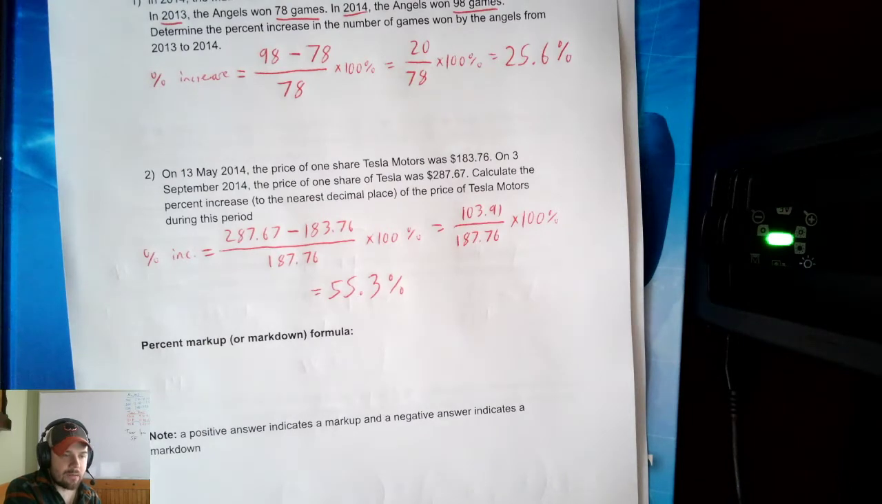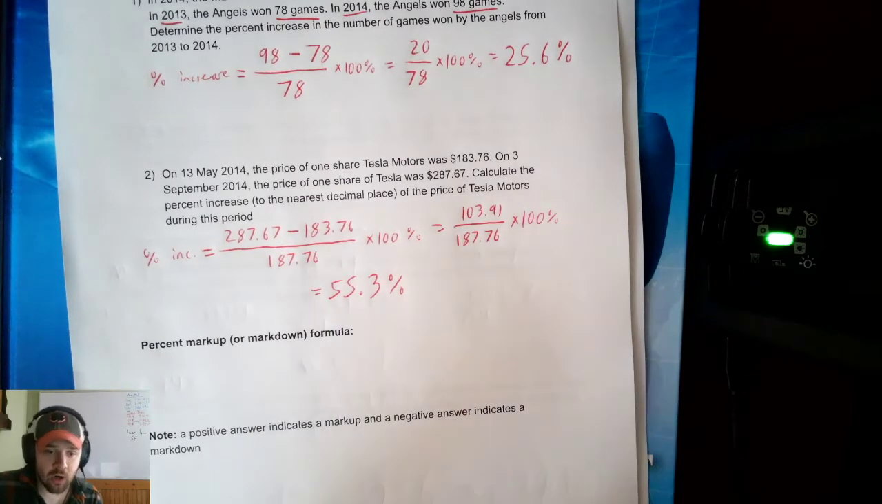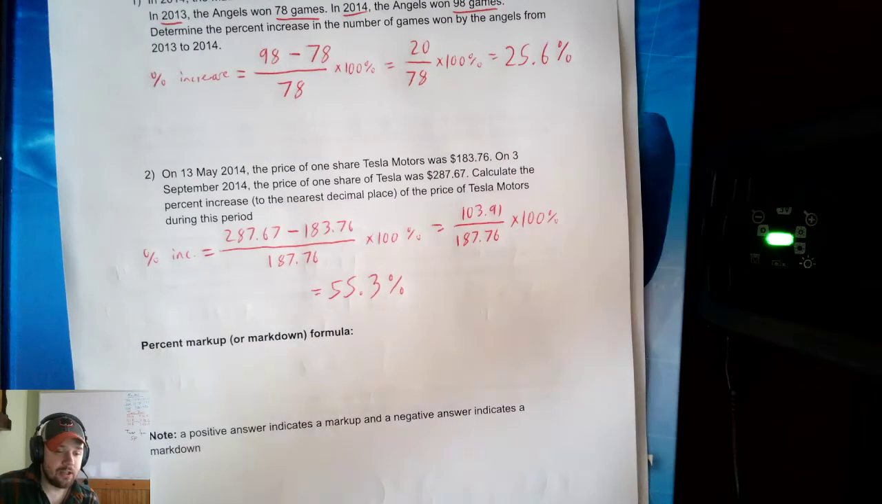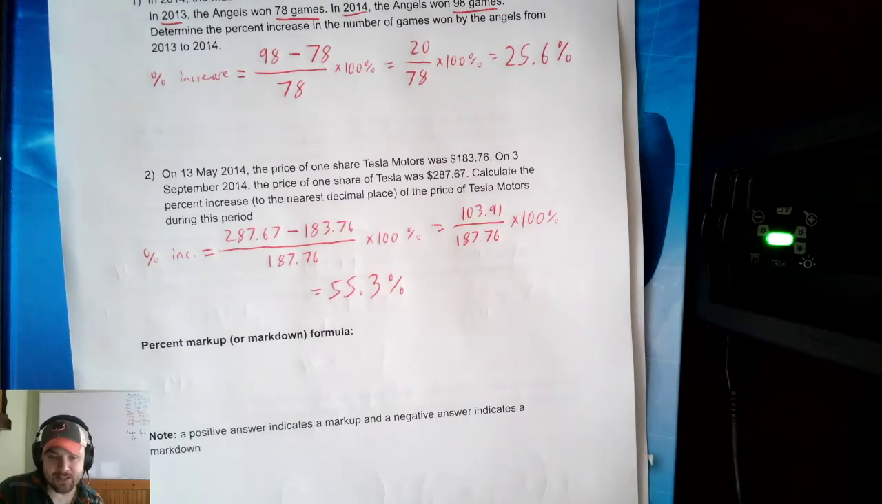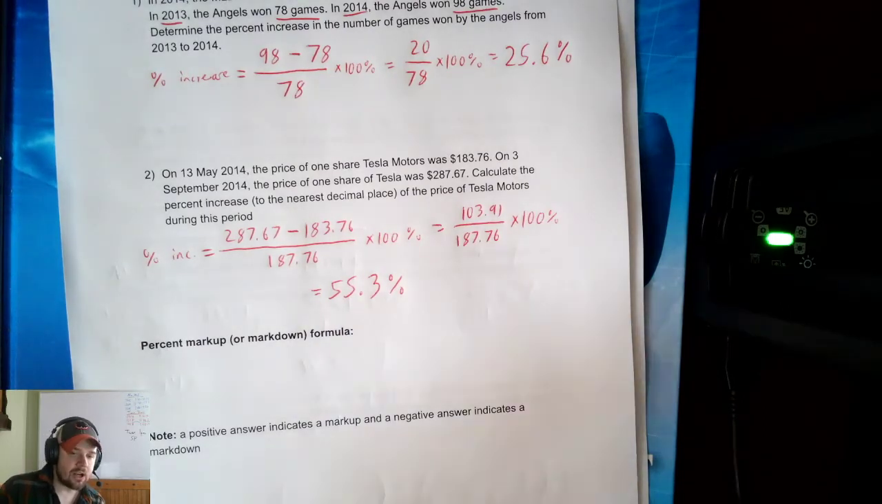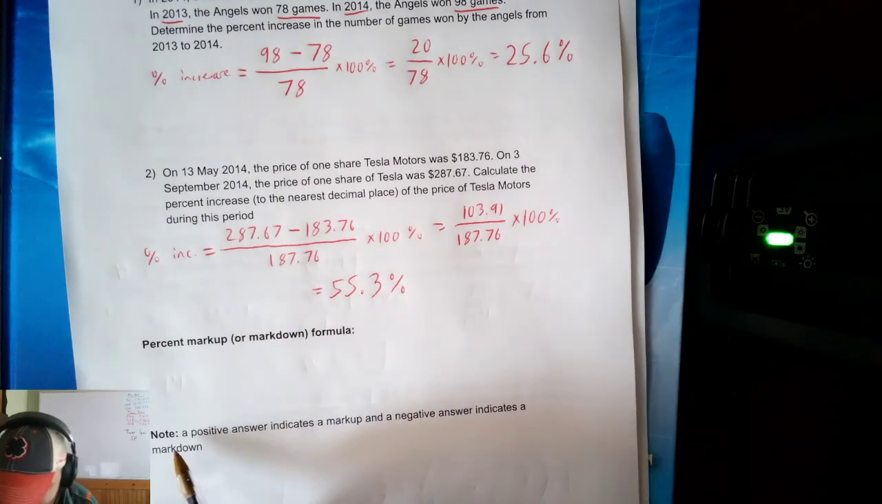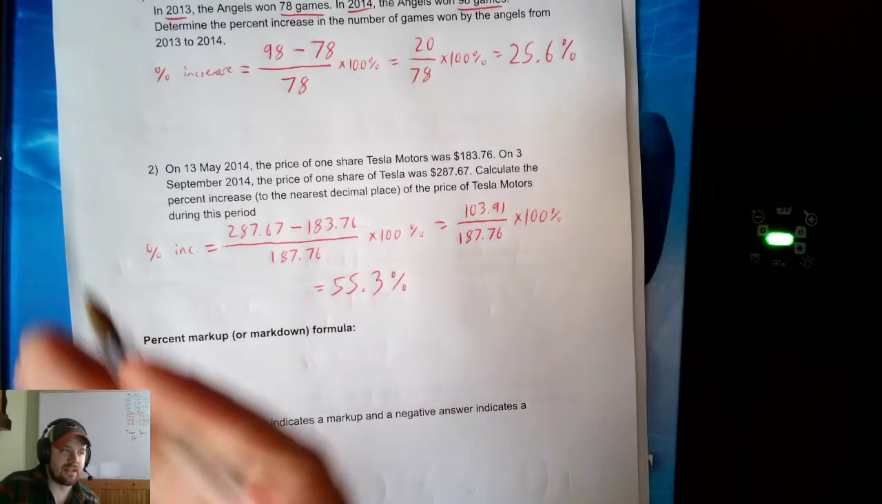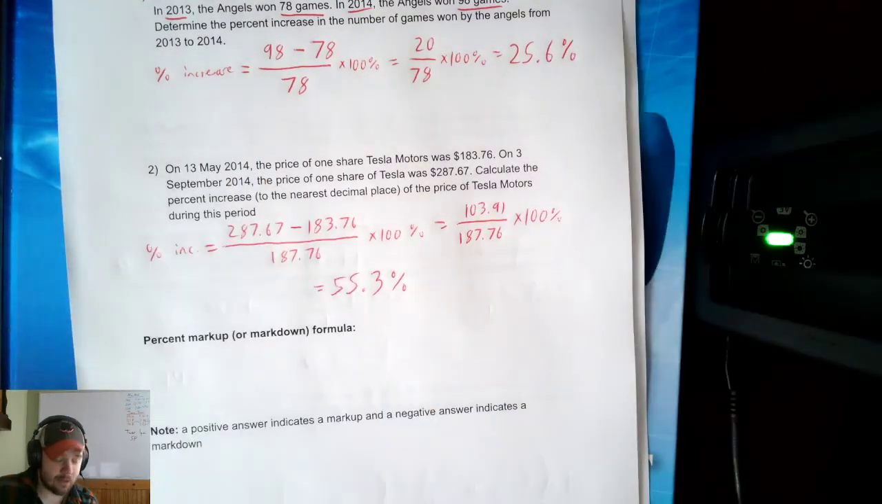Now, what about percent markup or markdown? If you've ever worked at a retail position where you're selling things, you probably know that the store does not pay the same price for those objects that they sell them for, right? They might buy them for $5 but sell them for $7 or something like that, right? That's called the markup, or a markdown. That's where the store is subtracting from the cost. Now, a positive answer is a markup, a negative answer is a markdown. That should make sense, right? Positive answers, we mark them up. Negative answers, we mark them down.